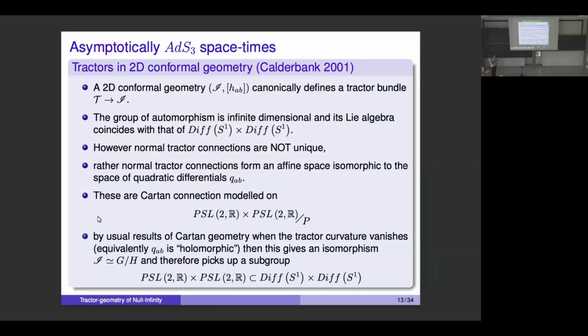It's unique. However, the fact that you have this infinite dimensional group is closely related to the fact that there is no unique normal tractor connection. It's not unique. There are many of them. And precisely, the space of normal tractor connections forms an affine space, which is isomorphic to the space of quadratic differentials. So if you want, this object is an invariant way of talking about this coordinate discussion just before.